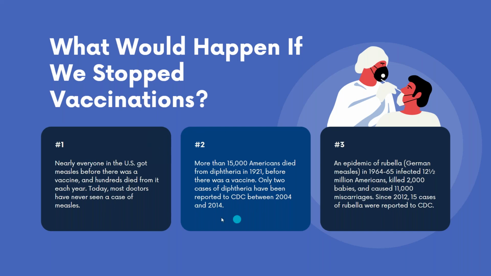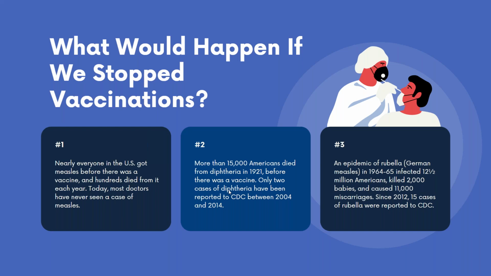These are some statistics and numbers from the CDC. Nearly everyone in the US got measles before there was a vaccine, and hundreds died from it each year. Today, most doctors have never seen a case of measles. The second one is more than 15,000 Americans died from diphtheria in 1921 before there was a vaccine. Only 2 cases of diphtheria have been reported to CDC between 2004 and 2014.